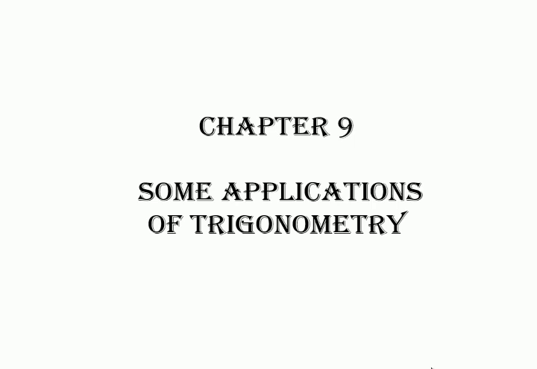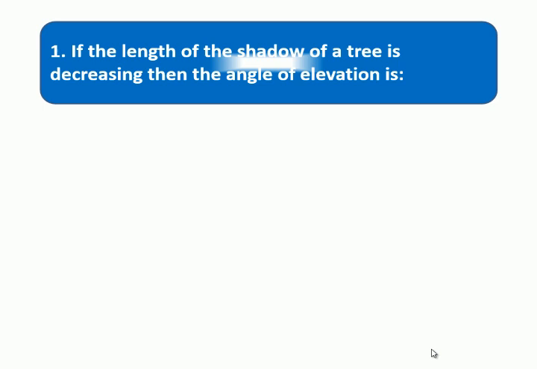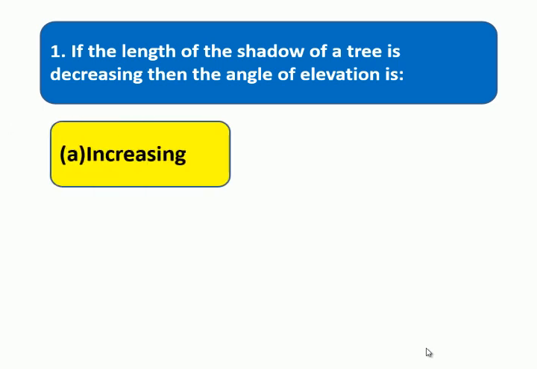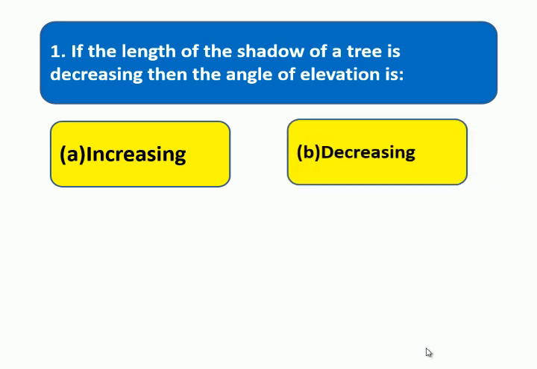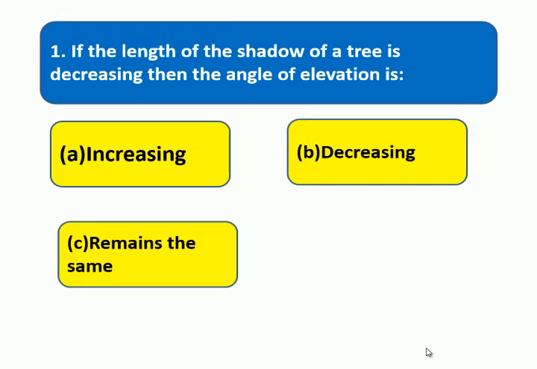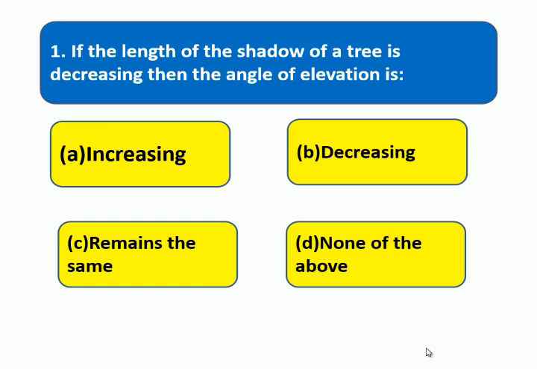Okay, so let's start with MCQ question number 1 for Chapter 9. Here is question 1. If the length of the shadow of a tree is decreasing, then the angle of elevation is: increasing, decreasing, remains the same, or none of the above. As per the given situation, you have to identify the correct one, either A, B, C or D, and write down the correct option in your paper for question 1.